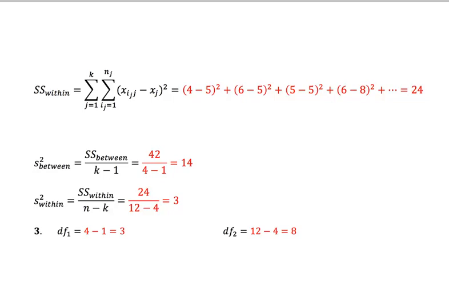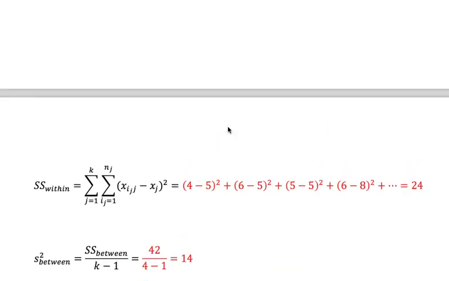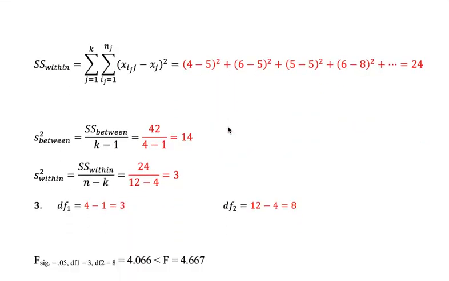We are done with the first group, so then we move to the next group where the mean is 8. And we go 6 minus 8 squared and so on until we run out of observations in all of the groups. The within group sum of squares here is 24. The total sum of squares would then be 24 plus 42, which is 66.